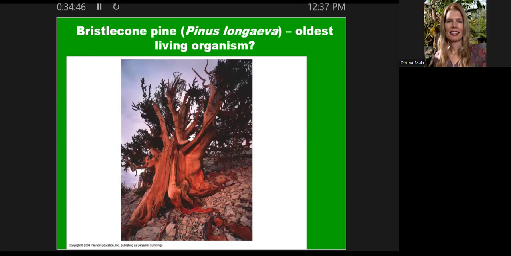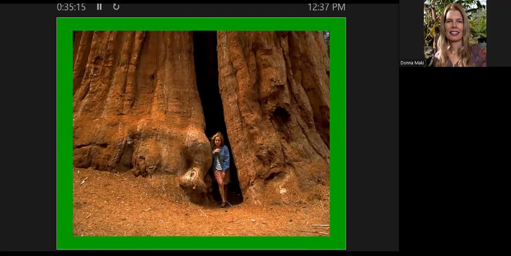As far as I know, only a handful of people know where this is because they're so worried that people will go and take samples, as a memento or trophy or whatever. So they keep the location hidden. Hopefully that's still the case. But over 4,700 years old. That's just stunning.